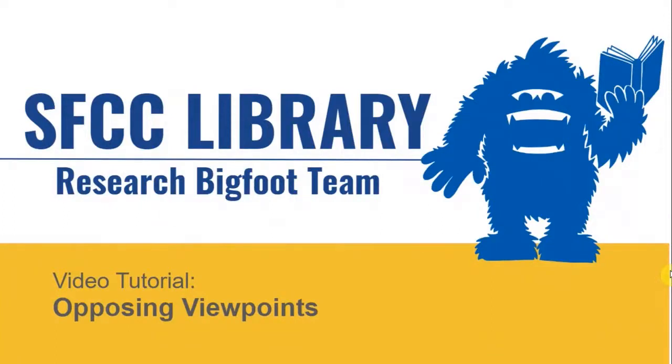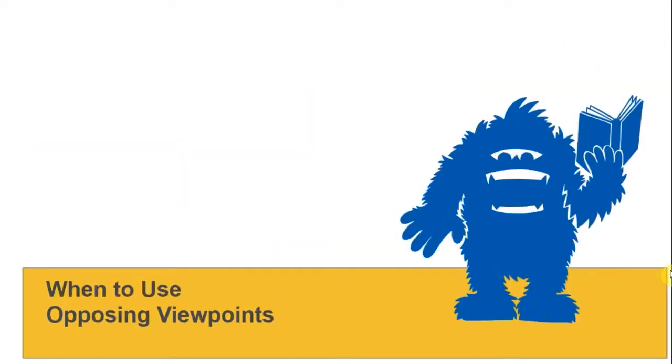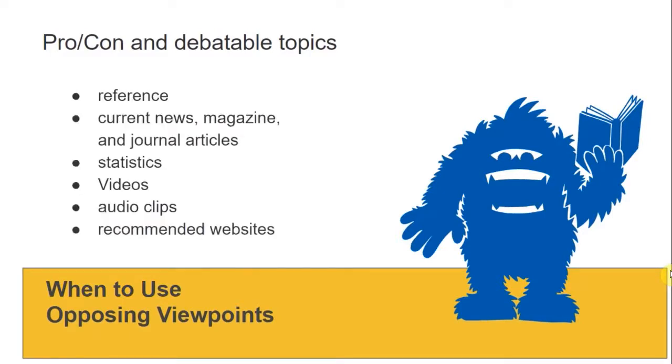In this tutorial, you will learn when to use opposing viewpoints, how to log in, browsing by topic, and other simple navigation. So when should you use opposing viewpoints? Opposing Viewpoints is a database that compiles information related to very popular pro, con, or debatable topics. It contains information coming from reference sources, current articles that appear in the news, magazines, and journals, statistics, videos, audio clips, and even recommended websites.